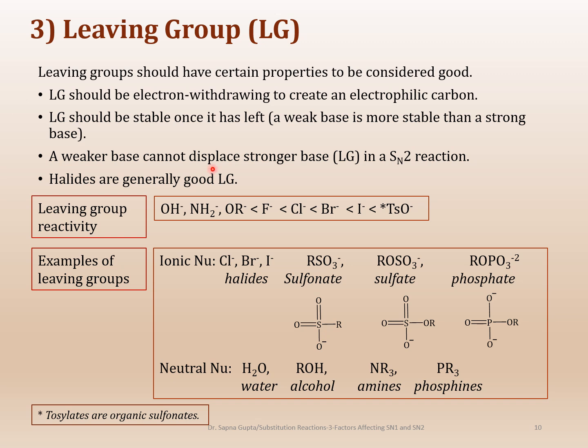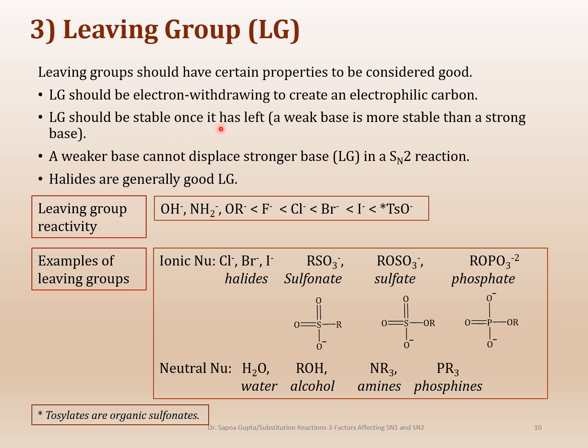Now let's talk about the leaving groups. The leaving groups are sort of the opposite of nucleophiles, because one clear thing we have learned already is that nucleophiles are stronger bases than the leaving groups. But there are some other things in order for a leaving group to be a good leaving group. First of all, leaving groups should be electron withdrawing groups. When they withdraw electrons, they create a polar bond to create that electrophilic carbon. Because if you don't have an electrophilic carbon, then you don't have a substrate.